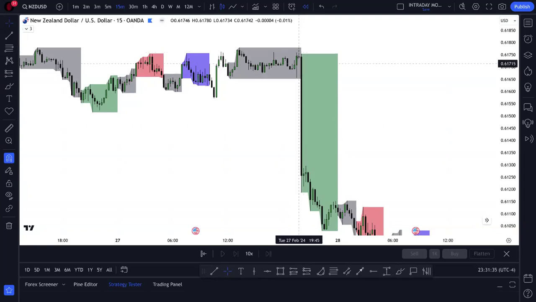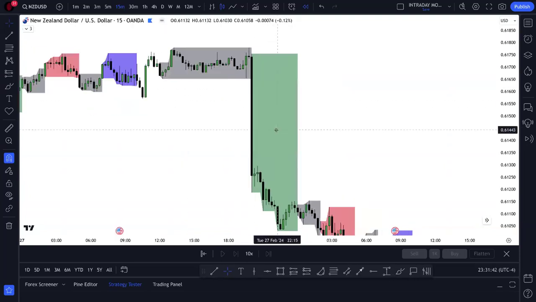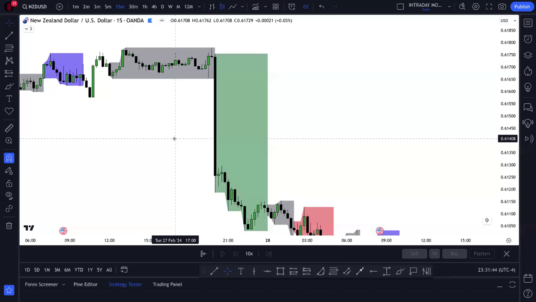Opening price. Look at 7 p.m. Hold on. The 7 p.m. is over here. Look at 7 p.m. Nothing. Look at 8 p.m. Night and day. Night and day. That's the open of Asian session.